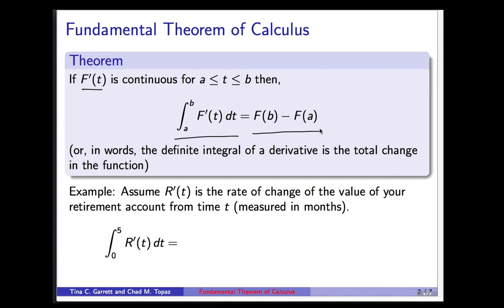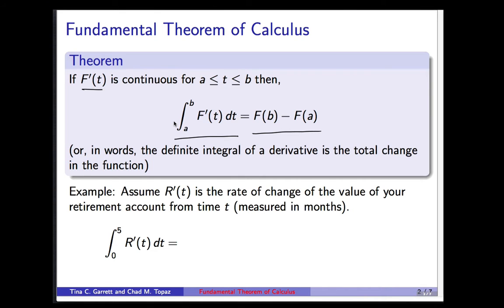The integral of a rate of change is a total change. And so basically what we're looking for when we're thinking about computing definite integrals is looking for a function whose derivative is the function inside the integral sign. So let's see how this plays out in a couple examples.